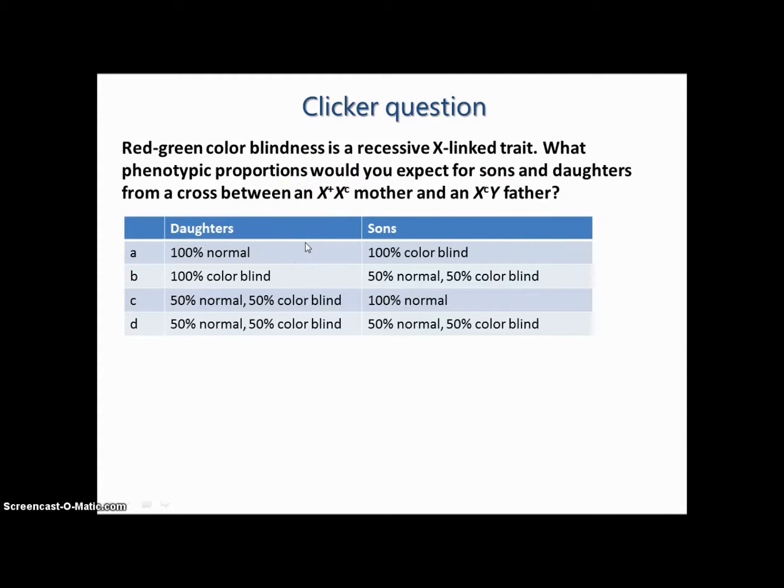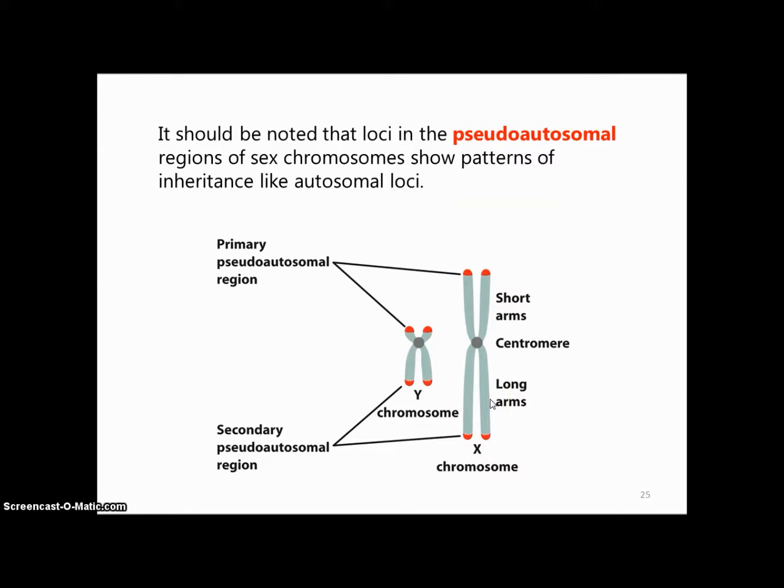It's important to note that in the small homologous regions of the X and Y chromosome, the pseudo-autosomal regions, anything that's within those regions is inherited just like autosomal loci, just like loci that are on the rest of the chromosomes that are not the sex chromosomes.